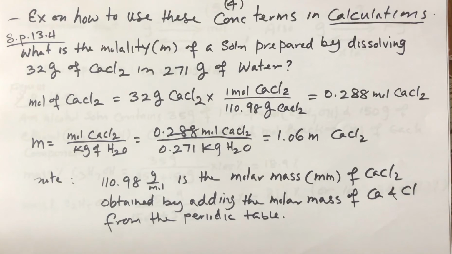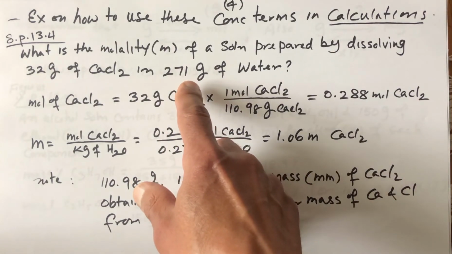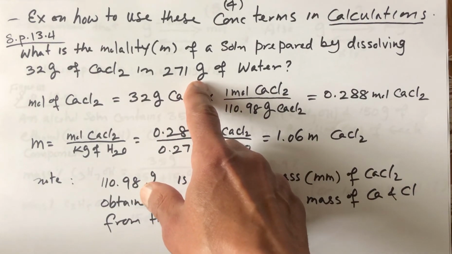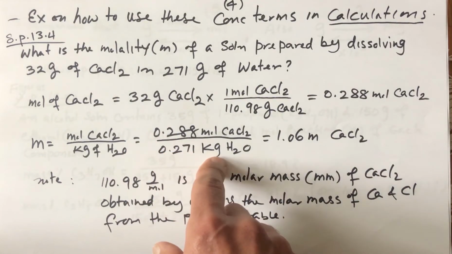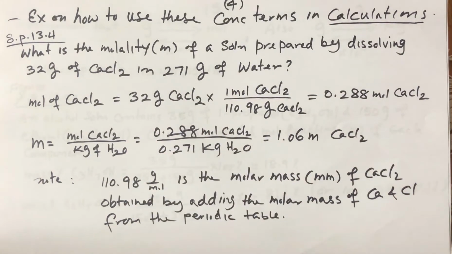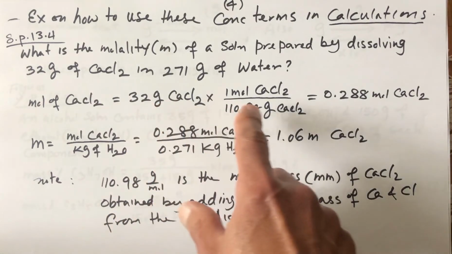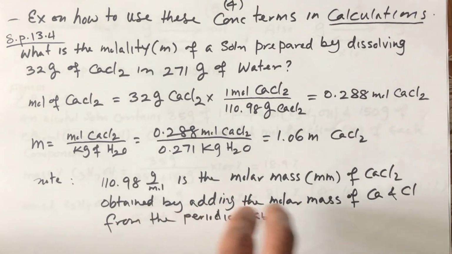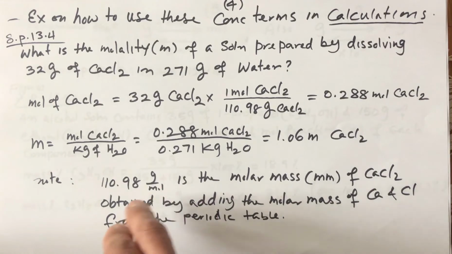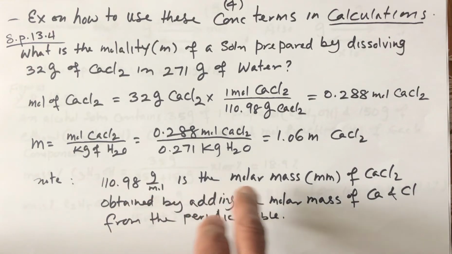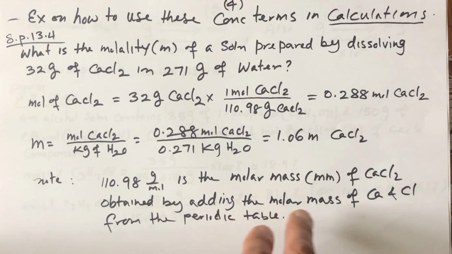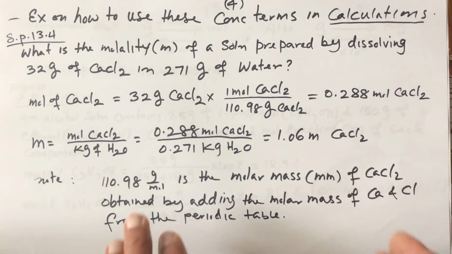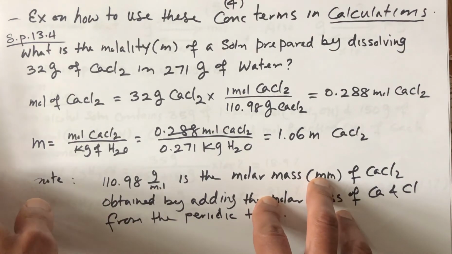And also, since I need the kilograms of water, I divide this number by 1,000 to get 0.271 kilograms of water. Remember, grams divided by 1,000 gives you kilograms, and also the grams of solute divided by the molar mass gives you the moles. I've put a little note here describing this process, that 110.98 is the molar mass of calcium chloride, which is obtained from the periodic table. So on the exam, these molar masses will be given to you.